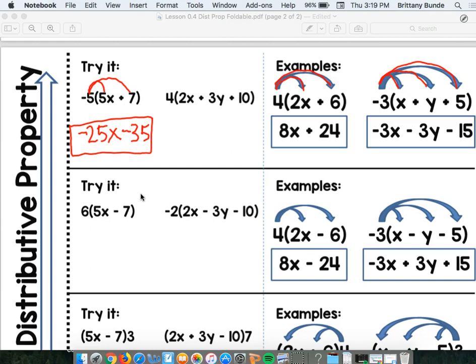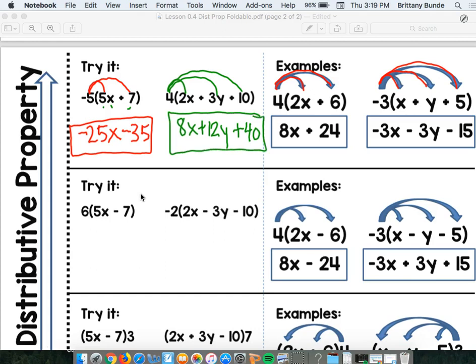Okay. Now what's different between these two examples is this one only had 2 terms, and this one has 3, but the process is the exact same. So you're going to take 4 times 2x and get 8x. 4 times 3y, well, 4 times 3 is 12, so 12y. And then 4 times 10 is simply 40. That's our answer.